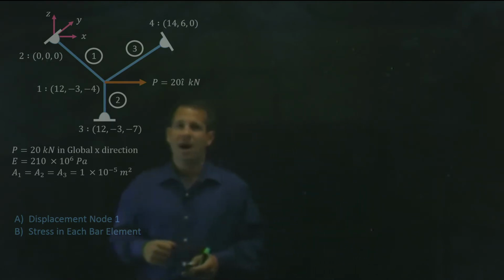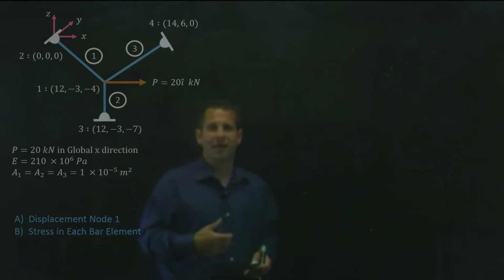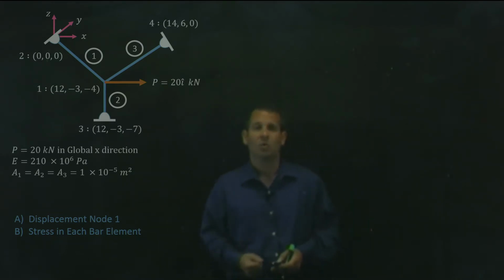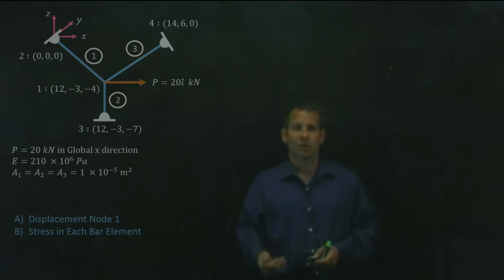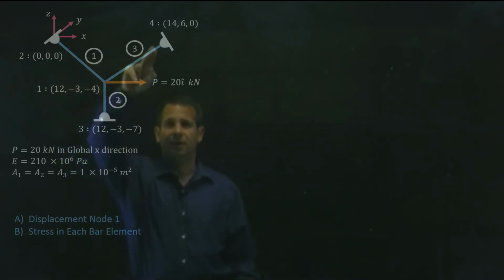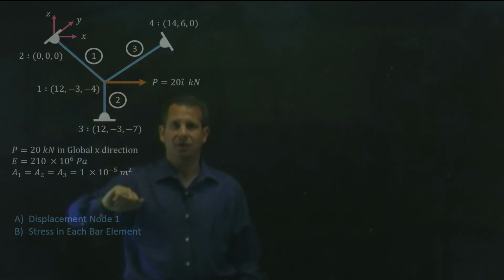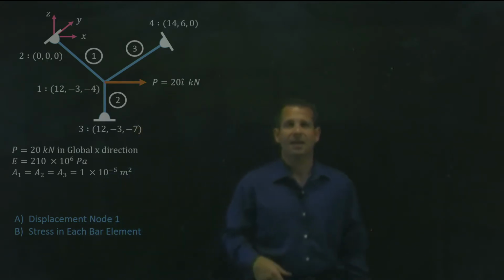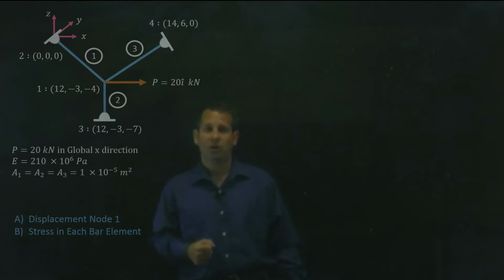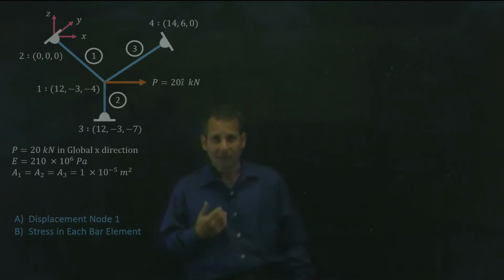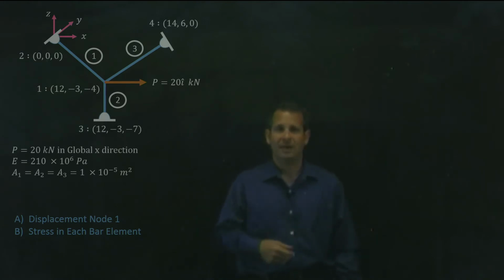I'm also not given the angles that relate the local coordinate systems to the global coordinate system. Remember, each bar element will have its own local coordinate system with an x hat direction along the length of each bar. I need to find the angles theta x, theta y, and theta z that relate that local x hat axis to the global coordinate system. And that wasn't done for me. So let's go ahead and do those 2 things.